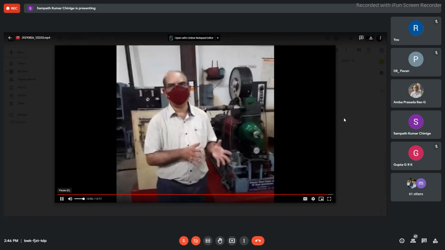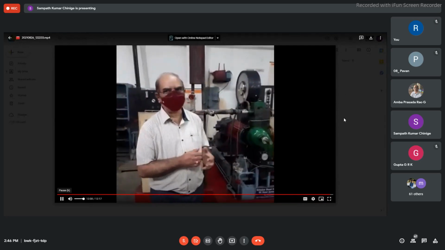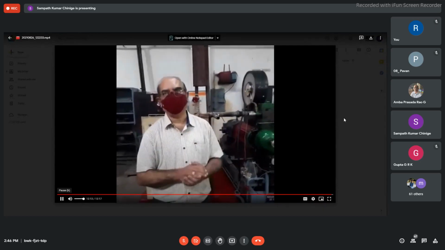While stopping the engine, we should not abruptly stop it. Slowly cut off the fuel supply and bring the engine to 0 RPM, and there ends the completion of the experiment. Correct.